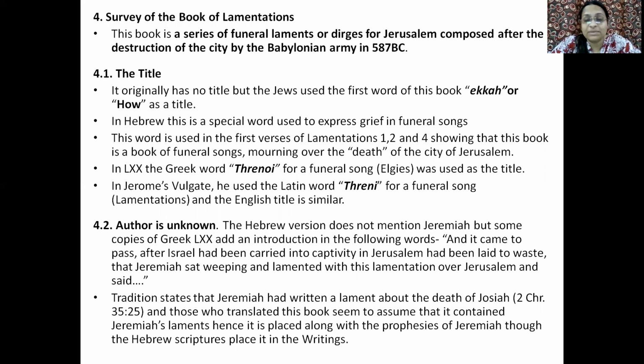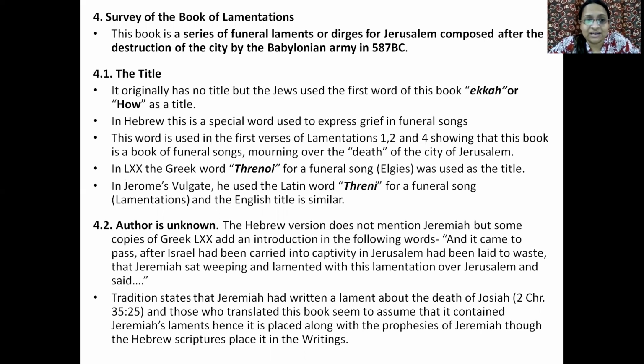So let's move into the second part, the book of Lamentations, which is also associated with the name of Jeremiah. We'll take a survey of the book of Lamentations now. The book is a series of funeral laments, or dirges, for Jerusalem, composed after the destruction of the city by the Babylonian army in 587 BC. So it was written after the city was destroyed and burnt down by the Babylonian army. It's like the city has died and somebody is lamenting over the death of the city.